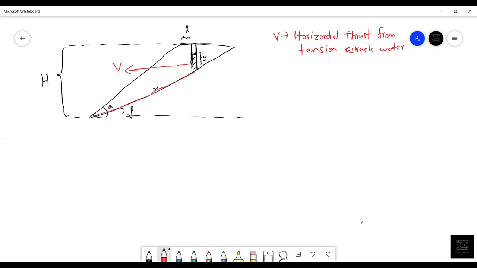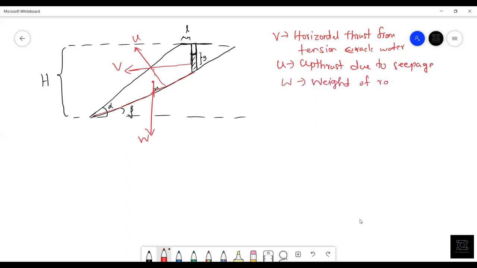And there will be a weight of this rock wedge. So let's say this is W. That is the weight, obviously, and this one would be U. So that should be drawn such that the three forces meet at one point, the equilibrium condition for three forces. So U is the upthrust due to seepage, and W is the weight of rock mass. I'll highlight that portion.